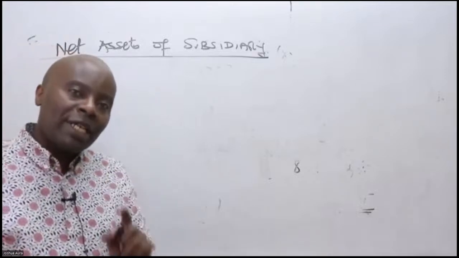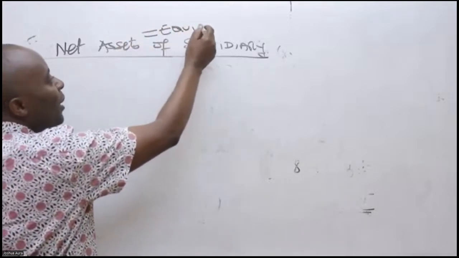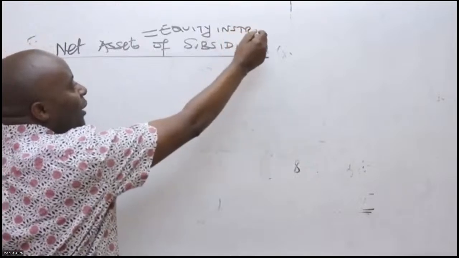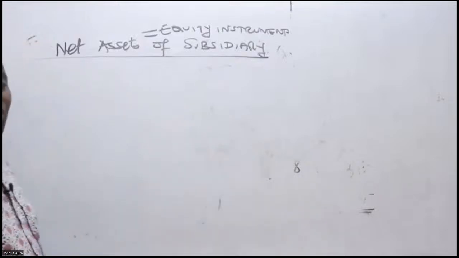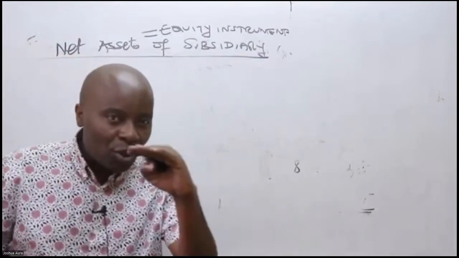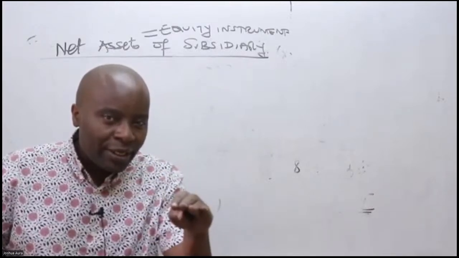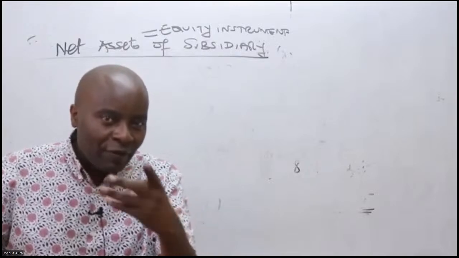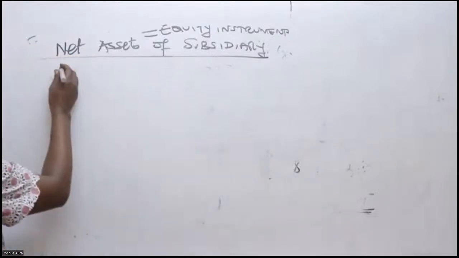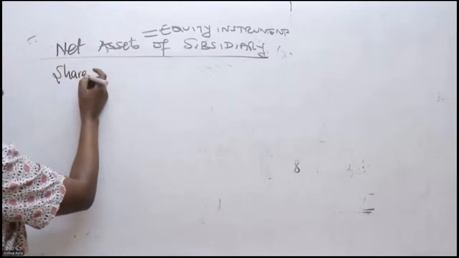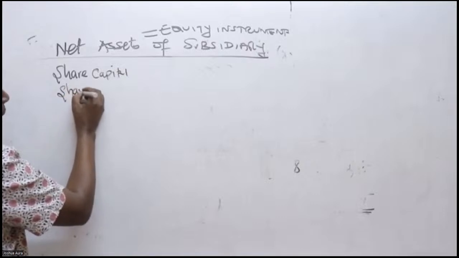And then when we talk of net assets, always we are looking at the equity instruments. So when you talk of equity instruments, you will remember your balance sheet. What do we have there? We have share capital, we have share premium, we have retained earnings, we have fair value adjustments or revaluations. You can just write there, we have here the share capital, the ordinary share capital. We have here the share premium.